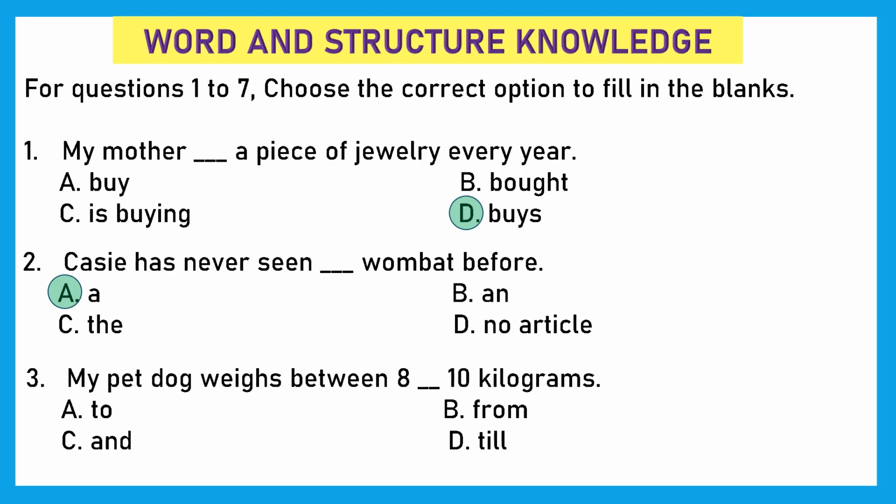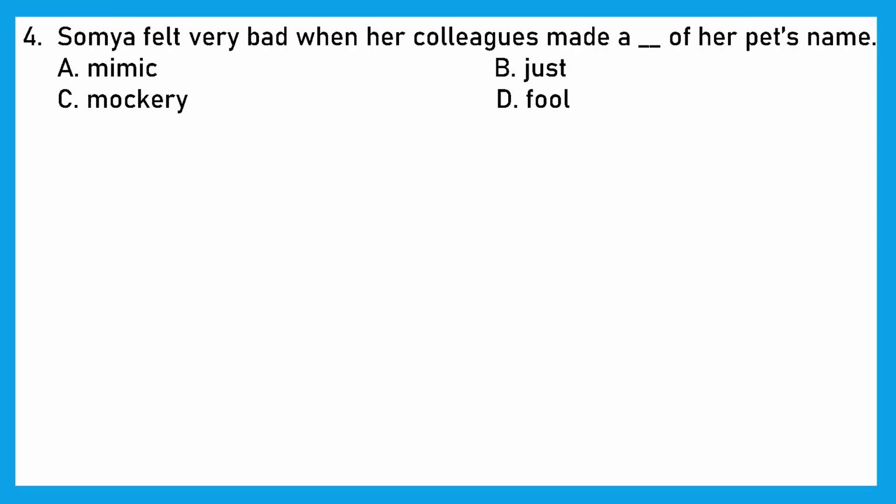Third, my pet dog weighs between 8-10 kilograms. So with between we generally use and, from we use to. So here we will be using and. Option C. My pet dog weighs between 8 and 10 kilograms.